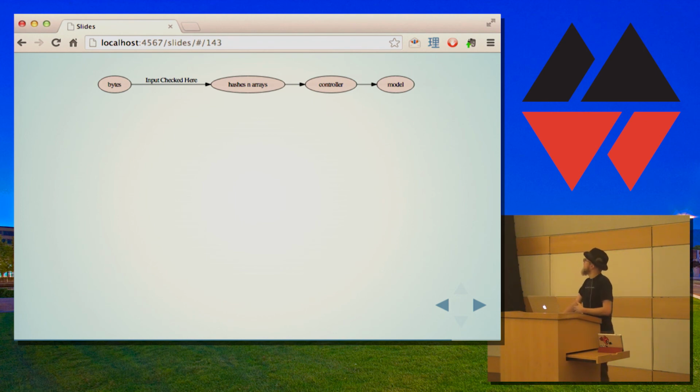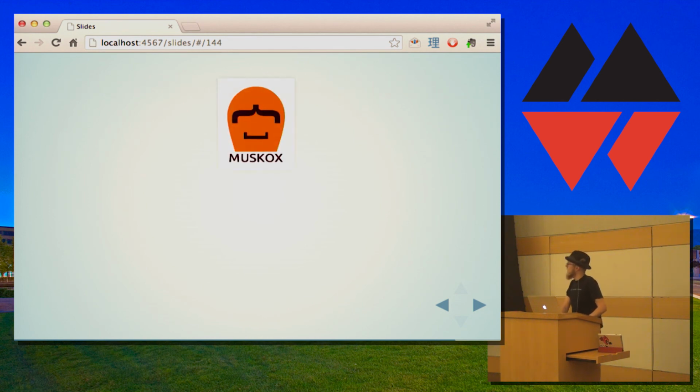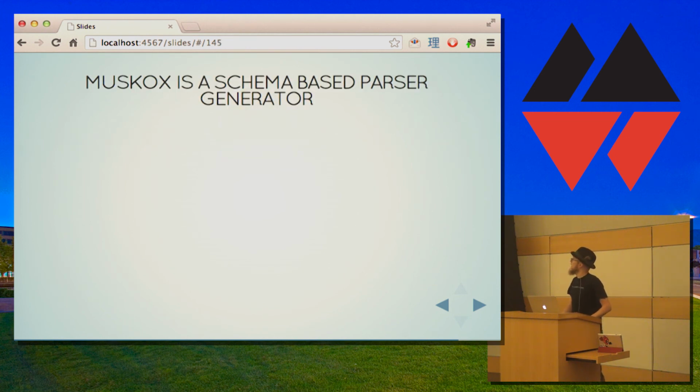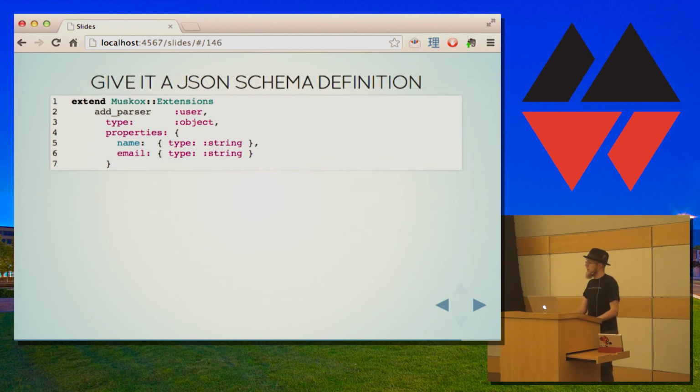I mean, we could do input checking right between bytes and creating the Ruby objects that we then use to talk to our database or make web requests or whatever your application wants to do. And so that was the idea behind this library that I've been starting to work on, which is called Muskox. It's Muskox because it's a parser generator, so it's like Yacc or Bison, but Muskox because it's beefy. So it's a schema-based parser generator.